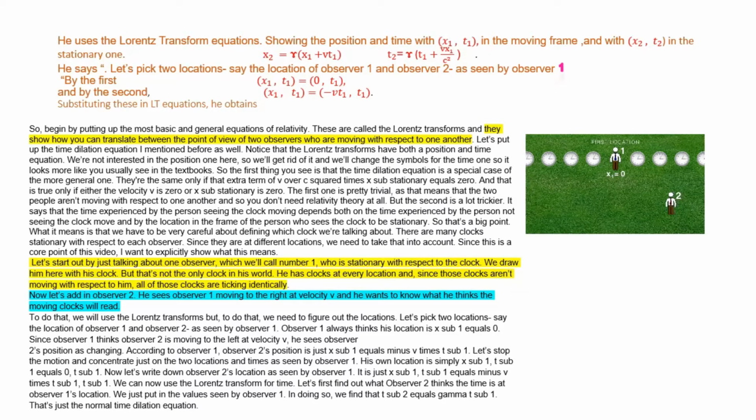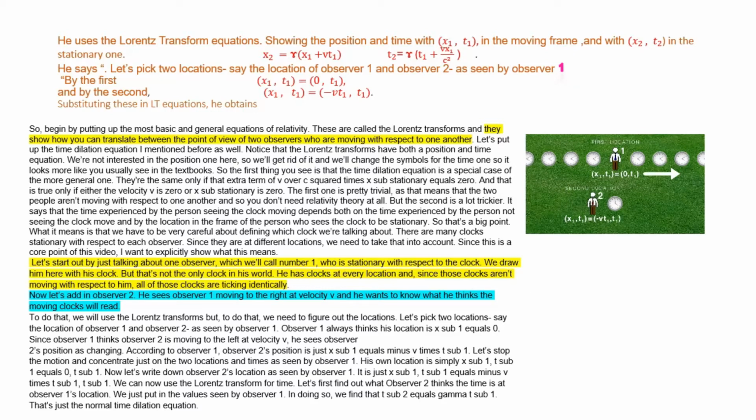Since observer 1 thinks observer 2 is moving to the left at velocity v, he sees observer 2's position is changing. According to observer 1, observer 2's position is just x sub 1 equals minus v times t sub 1. Let's stop the motion and concentrate just on the two locations and times as seen by observer 1. His own location is simply x sub 1, t sub 1 equals 0, t sub 1. Now let's write down observer 2's location as seen by observer 1. It is just x sub 1, t sub 1 equals minus v times t sub 1, t sub 1.